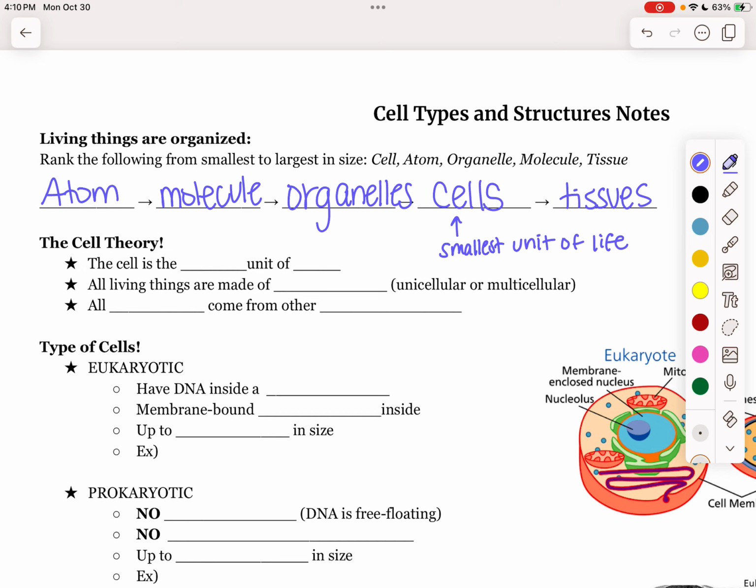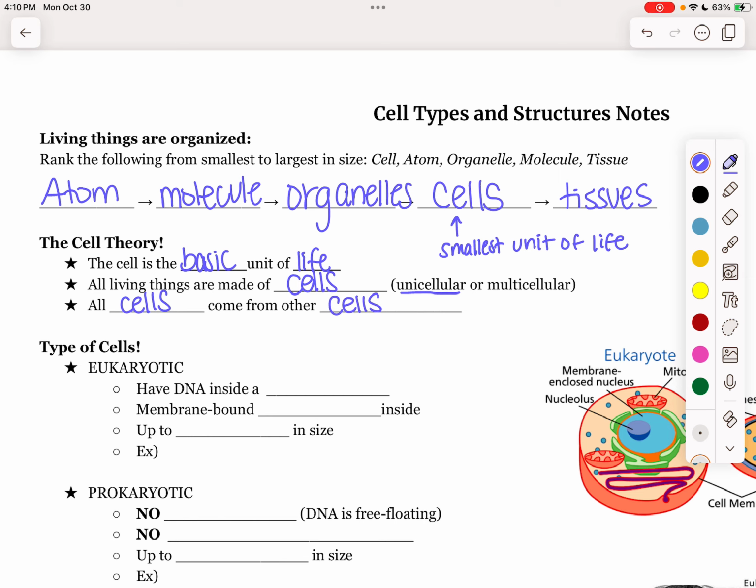So cell theory, we talked about the cell theory with the video we watched, and our homework, our reading and questions. So the cell theory states that the cell is the basic unit of life. All living things are made of cells. So that could be one-celled organisms called unicellular or multicellular organisms. And all cells must come from pre-existing cells or other cells. And these are the three parts of the cell theory.